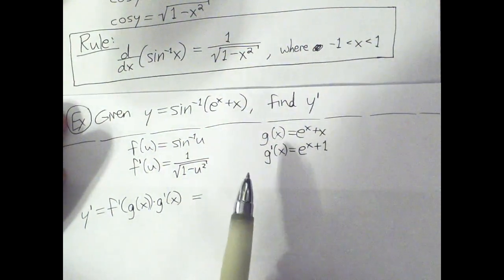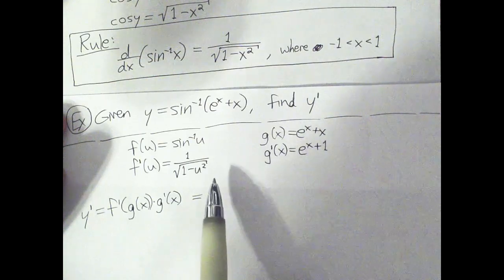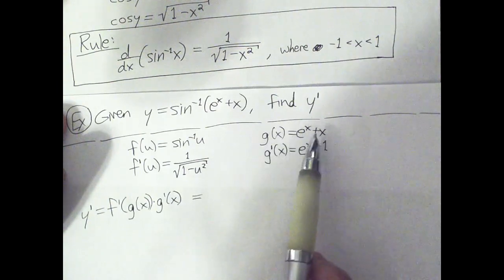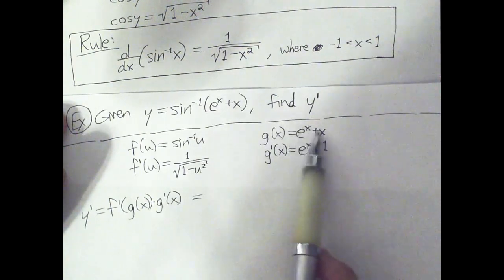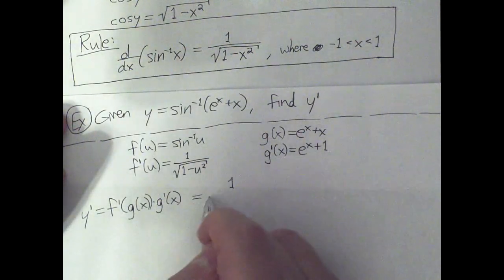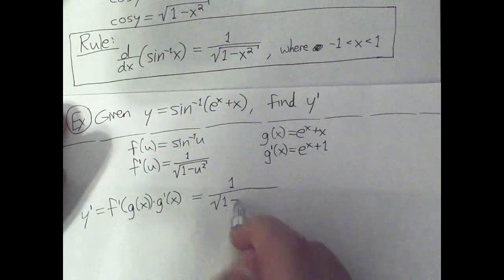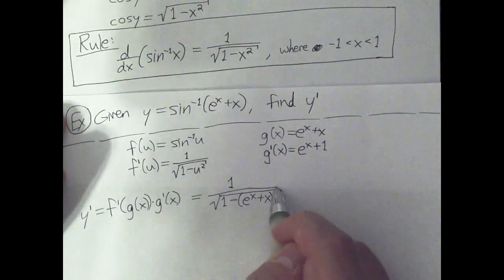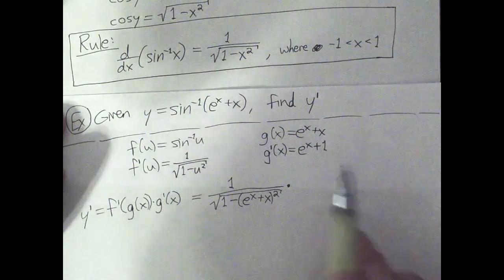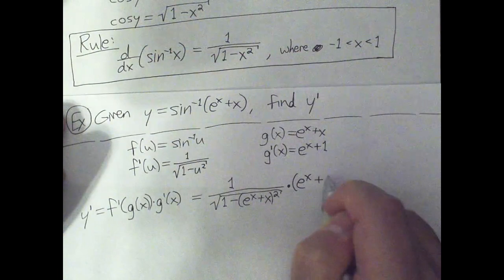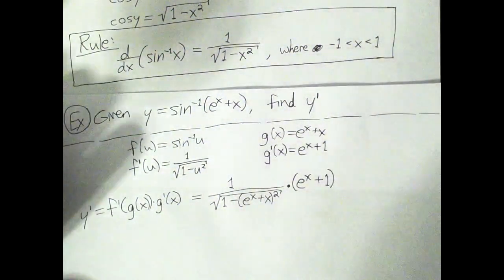Are we ready to put this all together? F prime is 1 over the square root of 1 minus something squared, but it needs to be this instead of u, e to the x plus x. So let's write that part. 1 over square root of 1 minus something squared. It's this stuff that gets squared. All of that times g prime. And I think we should put parentheses around g prime to make sure that the e to the x and the plus 1 stay together as one object.